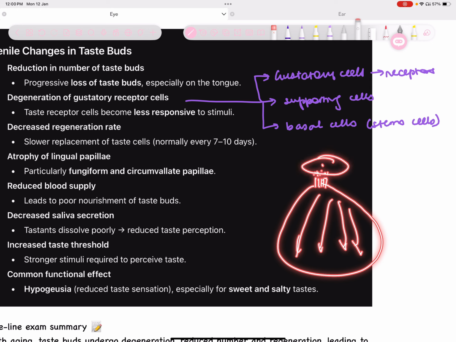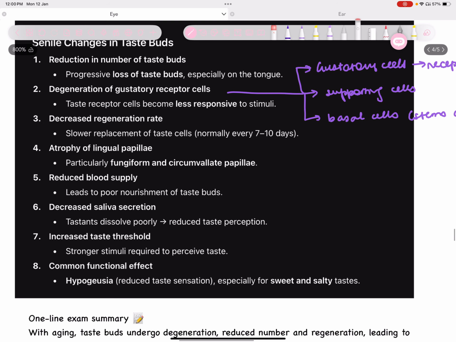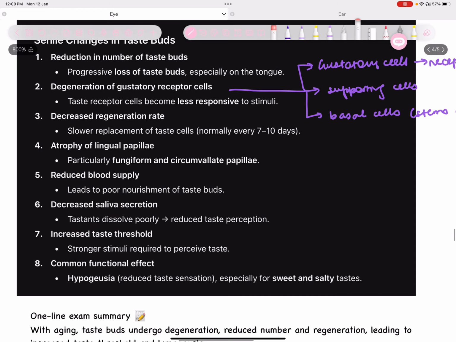But then here comes a very important role of saliva. What does it do? It washes away these chemicals so that there can be enough room. Now this will be empty, and that's when the stimulus is removed. So saliva has a very important role to dissolve those tastants so that the stimulus can be removed.